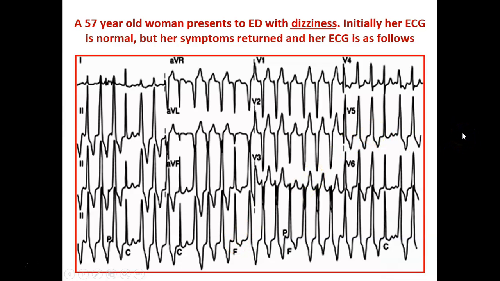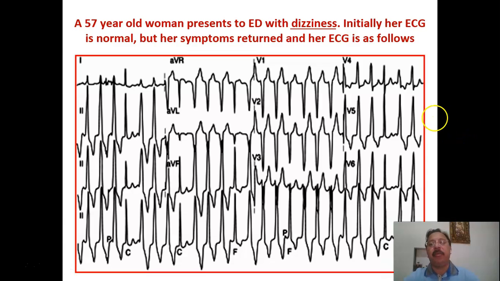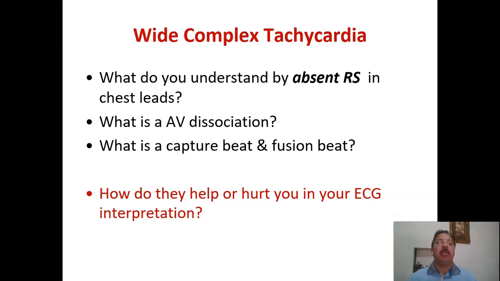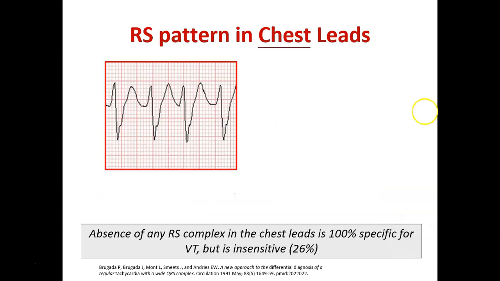So I hope you have heard these names P, C, and F somewhere. So what do you understand by the absent RS in the chest leads? What is atrioventricular dissociation? What is a capture beat and a fusion beat? So the question is, how do they help or hurt you in your ECG interpretation in case of wide complex tachycardia? Is this terminology helpful in making the diagnosis or not?